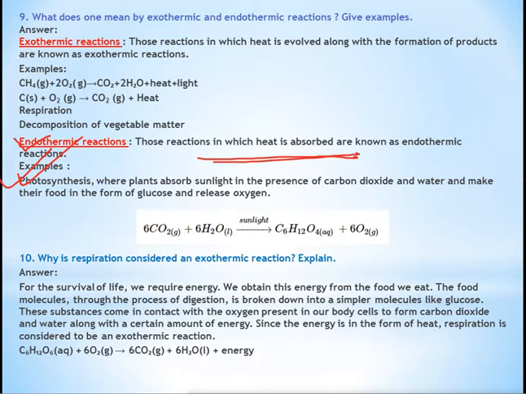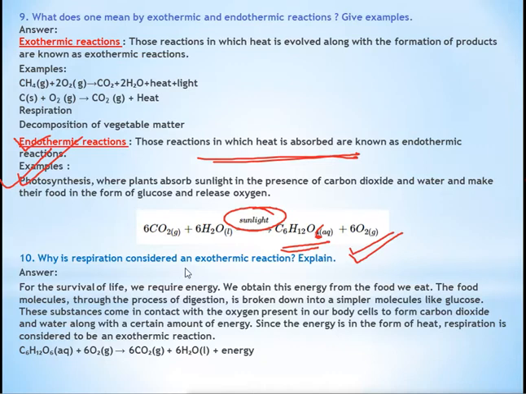So you can see CO2 plus H2O. In the presence of sunlight only, they will make the food, that is glucose, C6H12O6, along with the formation of oxygen. So this is the reaction which will take place.